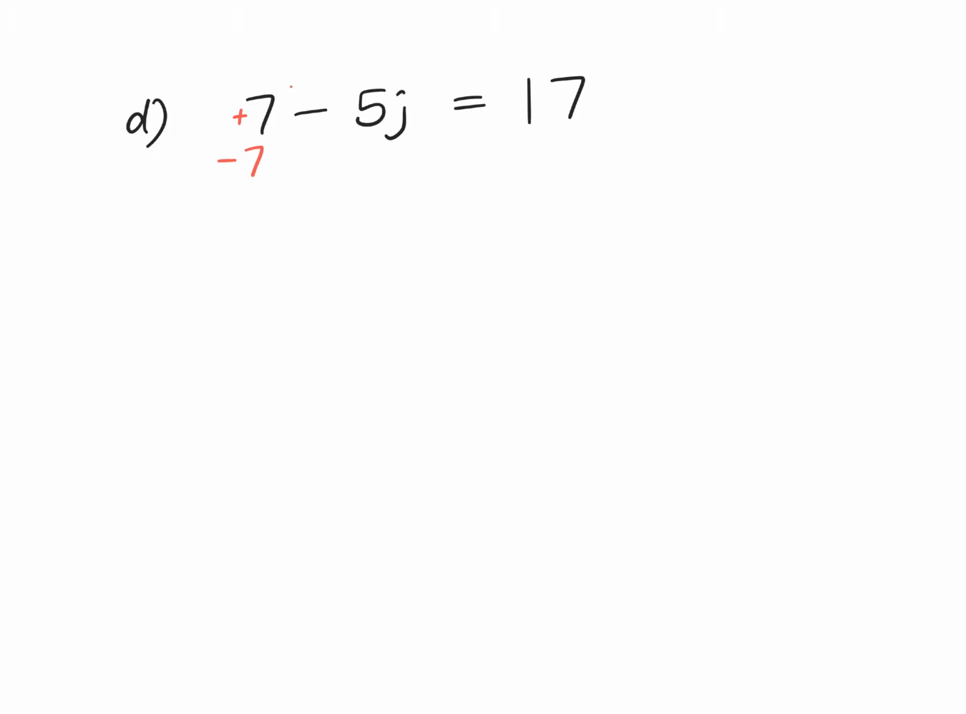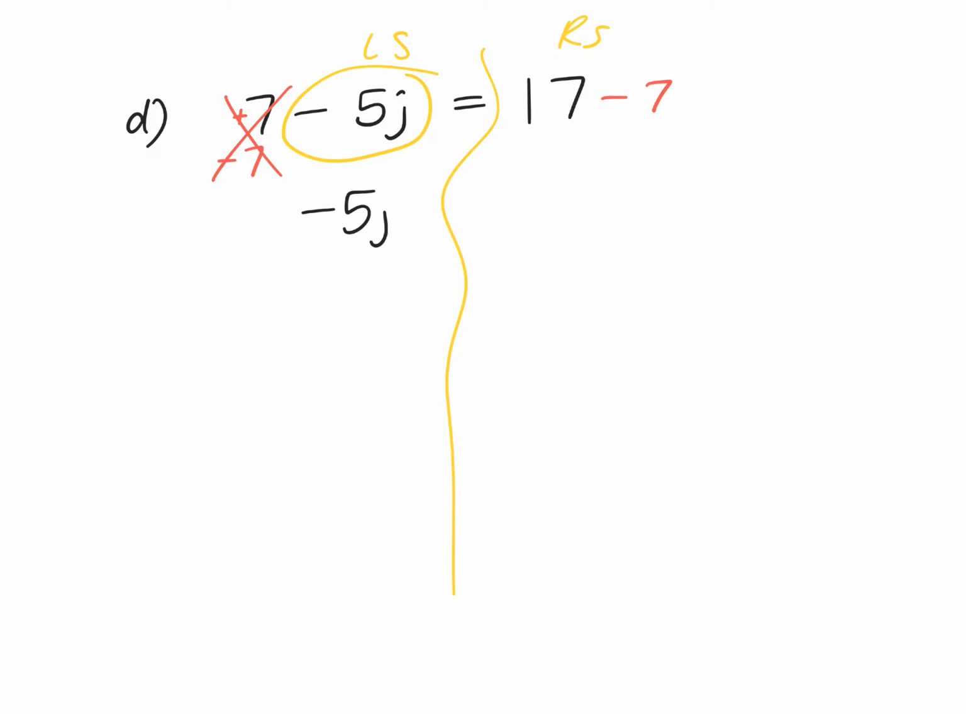Take away 7. Does that get rid of it? Yeah. So what do I have to do to the right side? Take away 7. What do I have left on the left side of the equation? No. What's on the left side? Thank you. Don't forget to include the sign. Negative 5j. So on the right side, this simplifies to 10. I need to divide this by negative 5 because I'm trying to get j by itself.